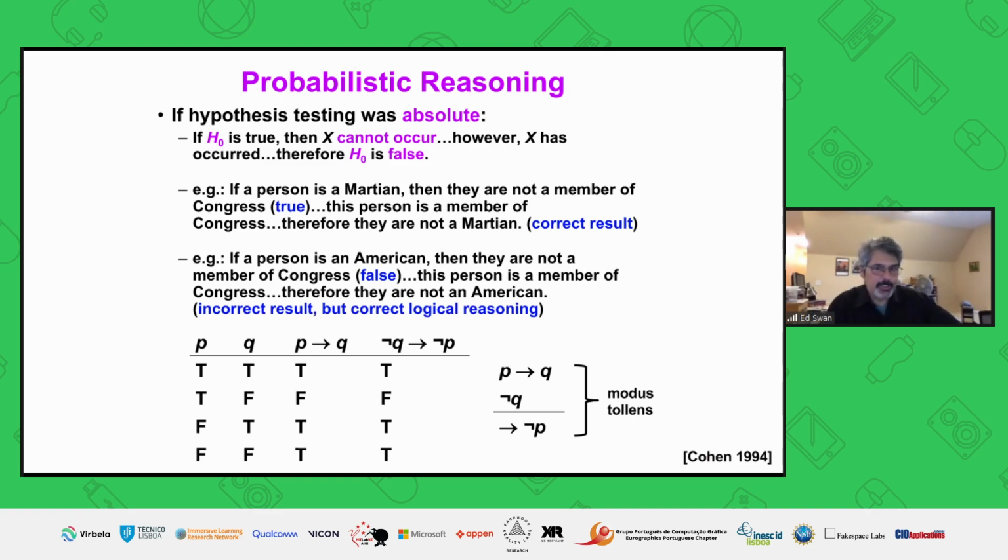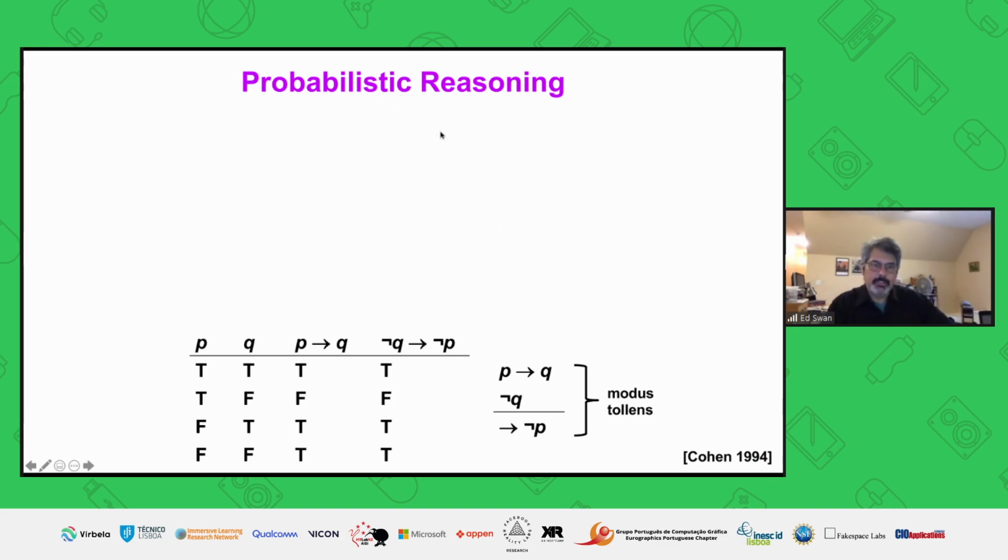Now let's look at another example of this. If a person is an American, then they are not a member of Congress. This is false. This person is a member of Congress. Therefore, they are not an American. Here, we are applying the correct logical reasoning, but we have an incorrect result.